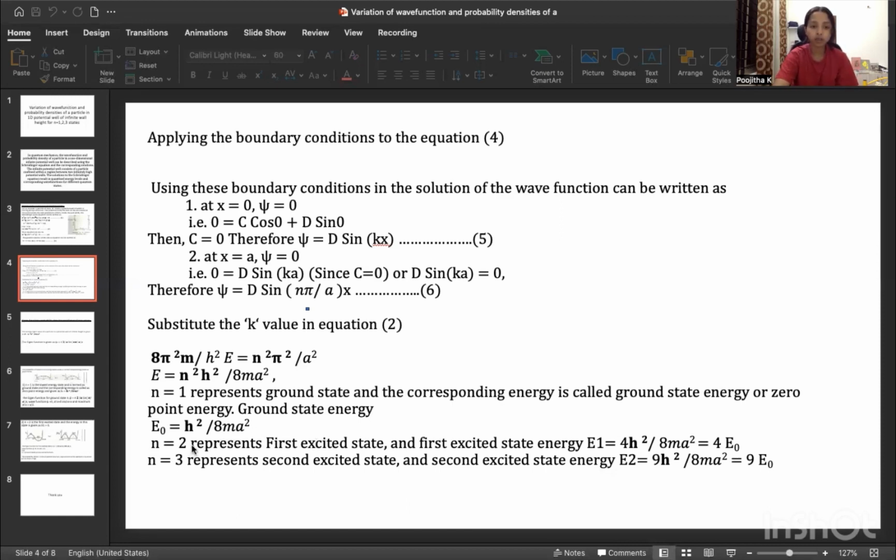When n is equal to 2, it represents first excited state. The first excited state energy E1 is equal to 4 into h square divided by 8 m a square, which is equal to 4 into E naught. When n is equal to 3, it represents second excited state, and the second excited state energy E2 is equal to 9 into h square divided by 8 m a square, which is nothing but 9 into E naught.